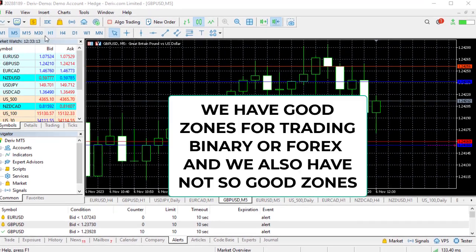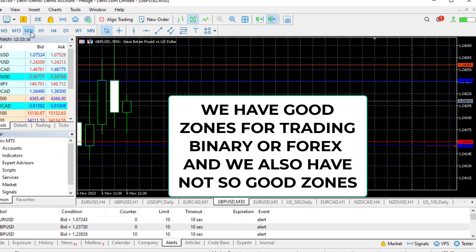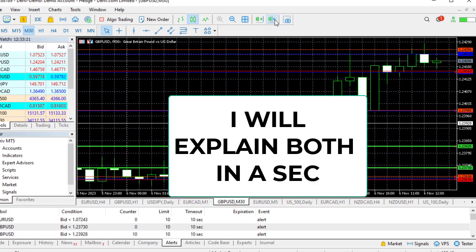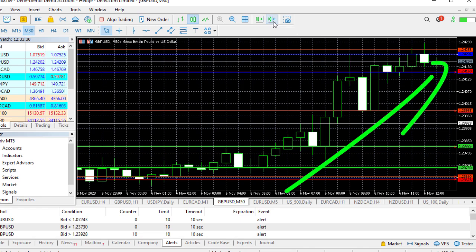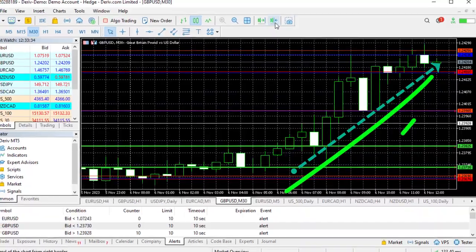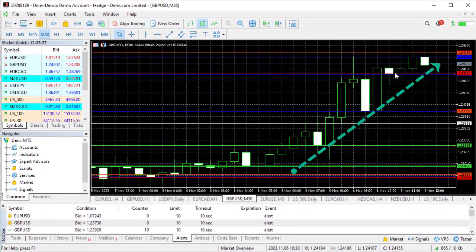Okay, so right now I want to show us what you call zones in the forex market, trading zones. Now, there are good zones and there are not so good zones. I'll just show you quickly with this example, a good zone and a zone not so good. In this case, bear in mind it's better to look for opportunities to buy because the market is clearly trending upwards.